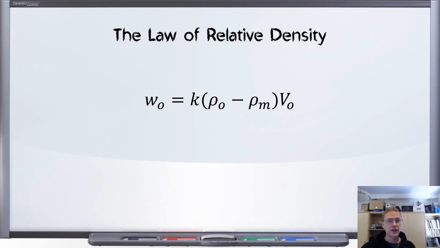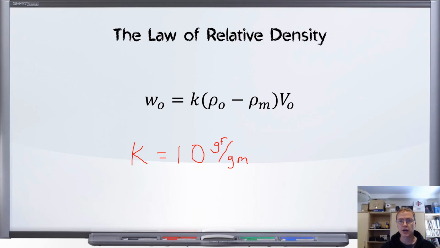In the previous video, we measured and we found that the value of K for different objects in different mediums always comes out around 1.0 grams of force per gram of mass. And that was consistent. So Mother Nature pulls down on objects with 1 gram of force for every gram of mass, multiplied times the relative density with the medium that it's in.